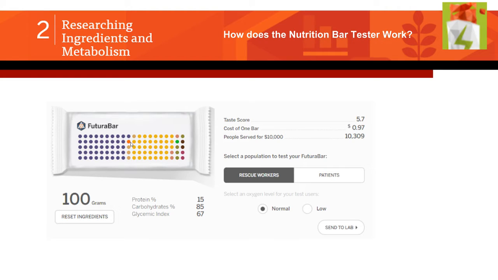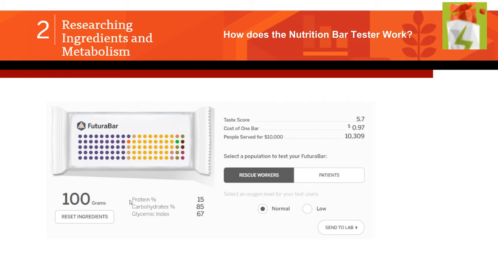This is to indicate a pumpkin seed. The purple is grapes, and this green one is soybeans, and the others are a variety of different ingredients that I've included to show you what it looks like. But this is a useful at-a-glance tool so you can tell what's inside. Your bar is rated and shows you exactly what it has in it.